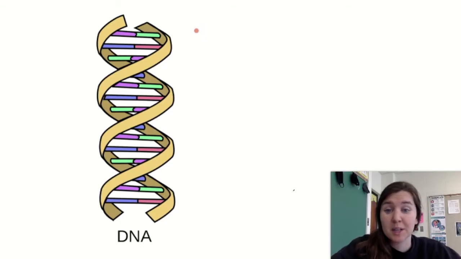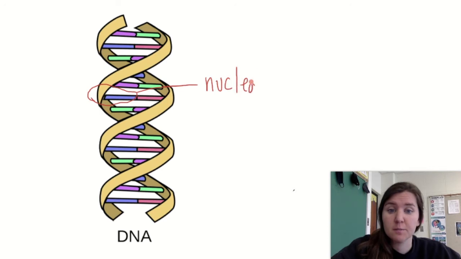So this is what a small piece of DNA would look like. We call it a twisted helix because it's like a ladder that's been twisted up. DNA is made up of small building blocks, or monomers. Each one of these little parts is a building block of DNA, and that is called a nucleotide. So nucleotides are the building blocks, or monomers, of DNA.